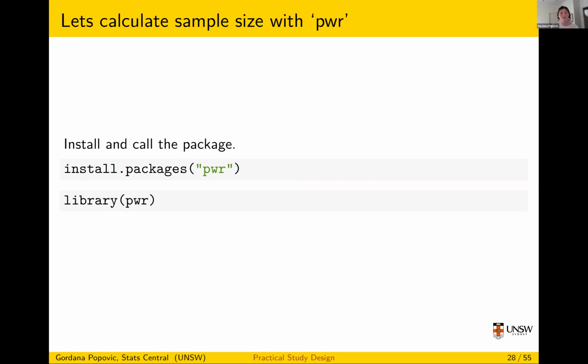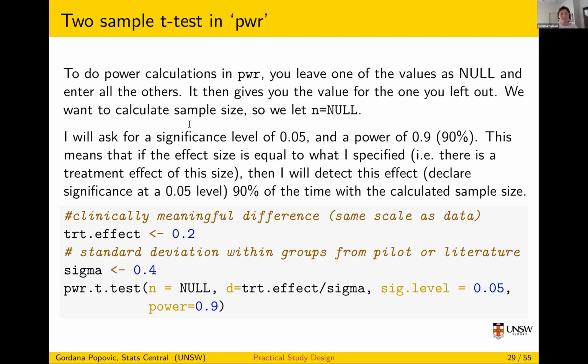So in R, we can do it with the pwr package. We're still going to use the idea of a t-test because that's the easiest test, just to show you some things. So we're going to use a 2-sample t-test, and this particular function is for a t-test, power t-test. It has 4 arguments: n, d, sig level, and power. You fill out all of these except the one that you're interested in, and it will calculate that one.